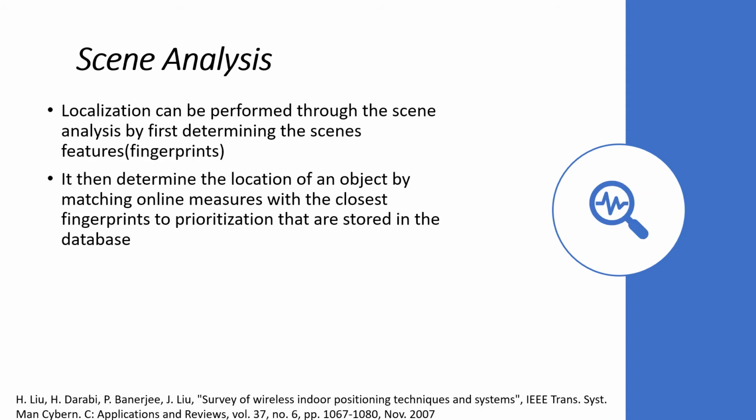In the scene analysis technique, scene analysis refers to the type of algorithms that first collect features that are the fingerprints of a scene and then estimate the location of an object by matching online measurements with the closest prior location fingerprints. RSS-based location fingerprinting is commonly used in scene analysis.